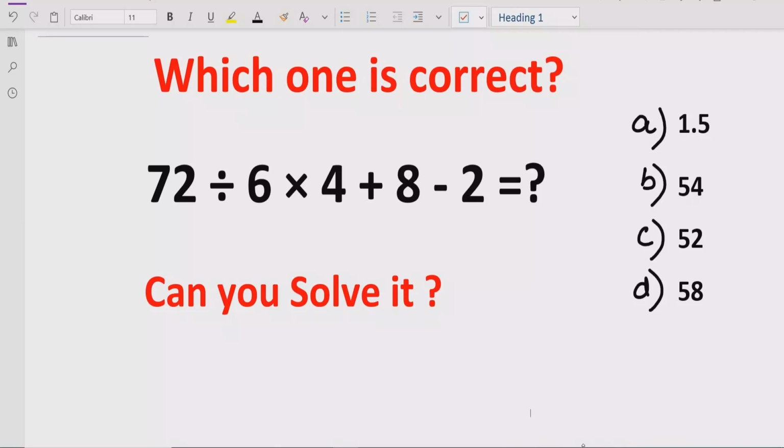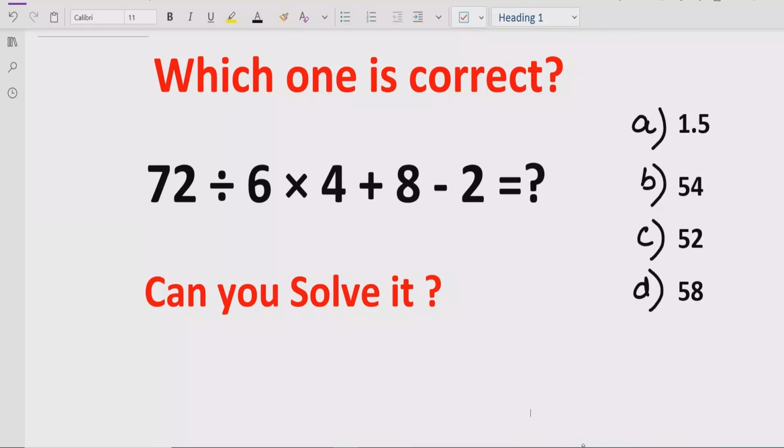Today we will learn about another quiz where you have to select which option is correct. The quiz is related to the basic operation methods. Here we have an expression which contains the four basic operations: division, multiplication, plus, and minus. We have to solve it using some rules and find out which answer is correct.